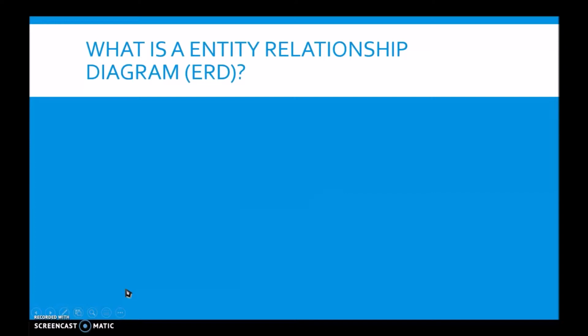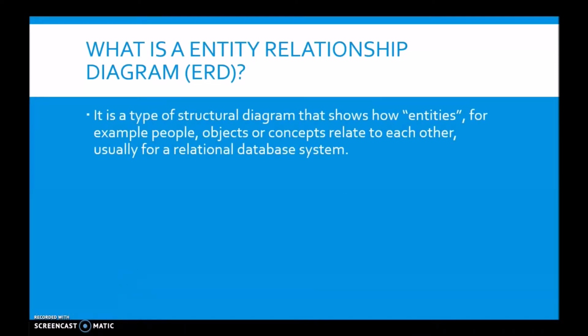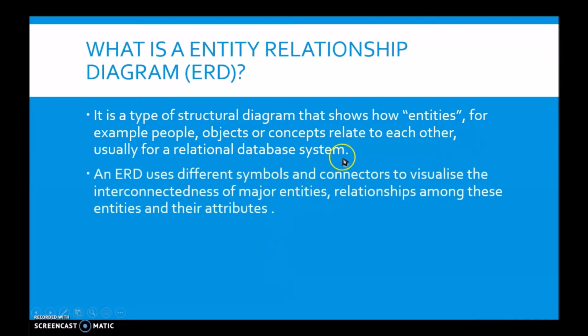So what is an entity relationship diagram? An ERD is a type of structural diagram that shows how entities, for example people, objects or concepts, relate to each other. So this is essentially mapping out how a database will function and work, and how the tables will interact. An ERD will use different symbols and connectors to visualize the connections of major entities. Relationships among these entities are represented, and their attributes.